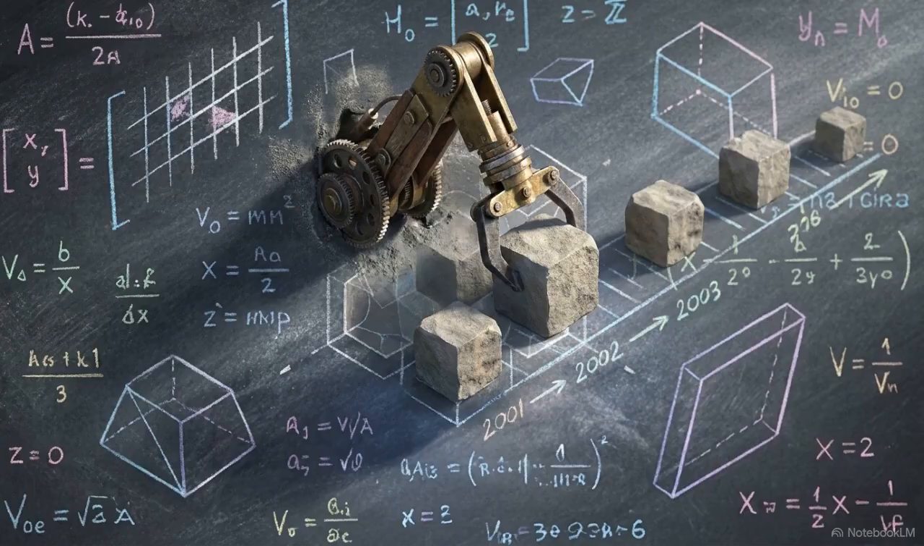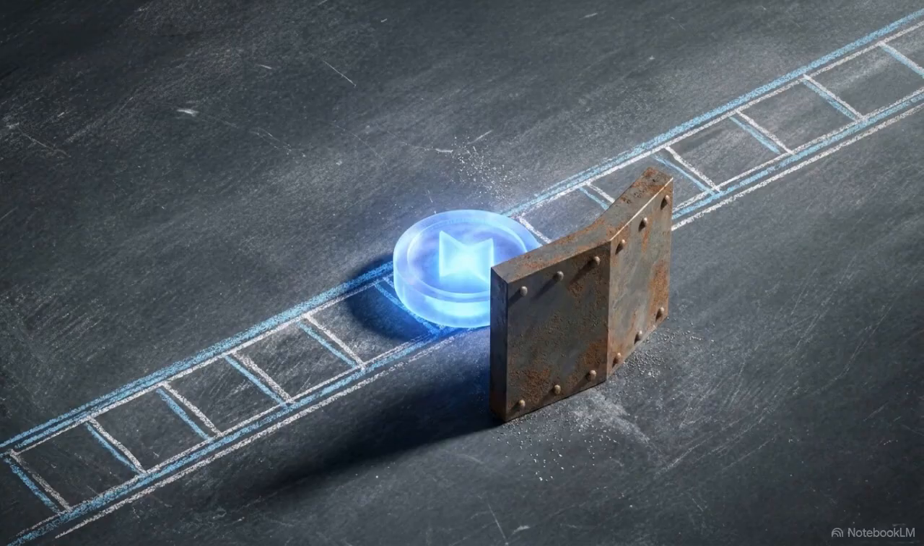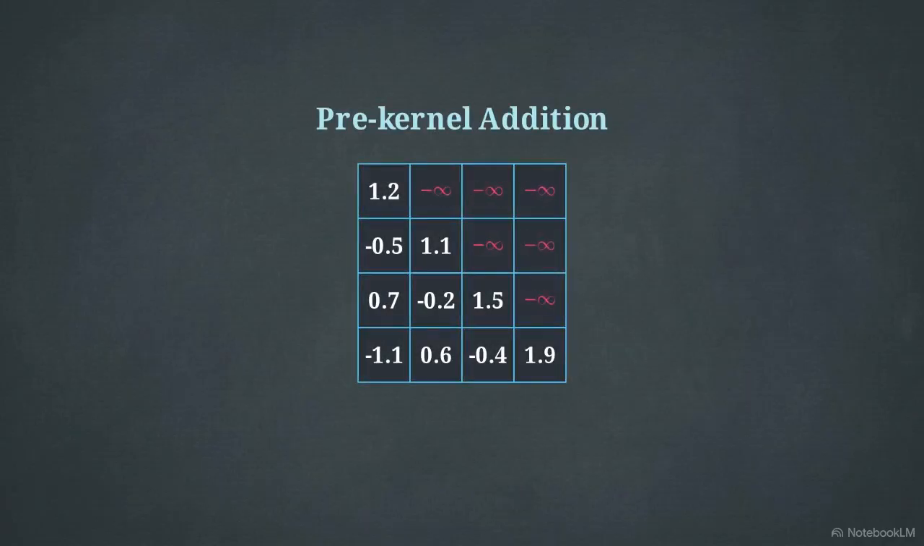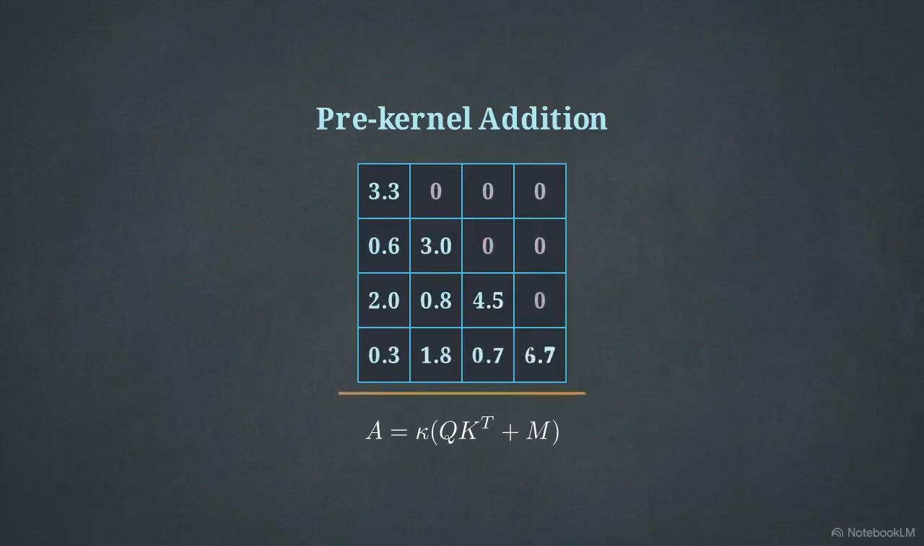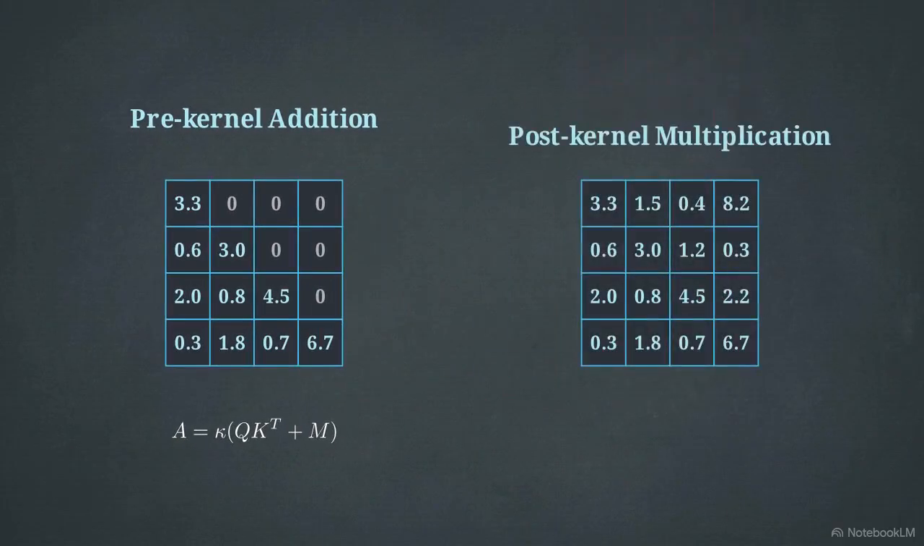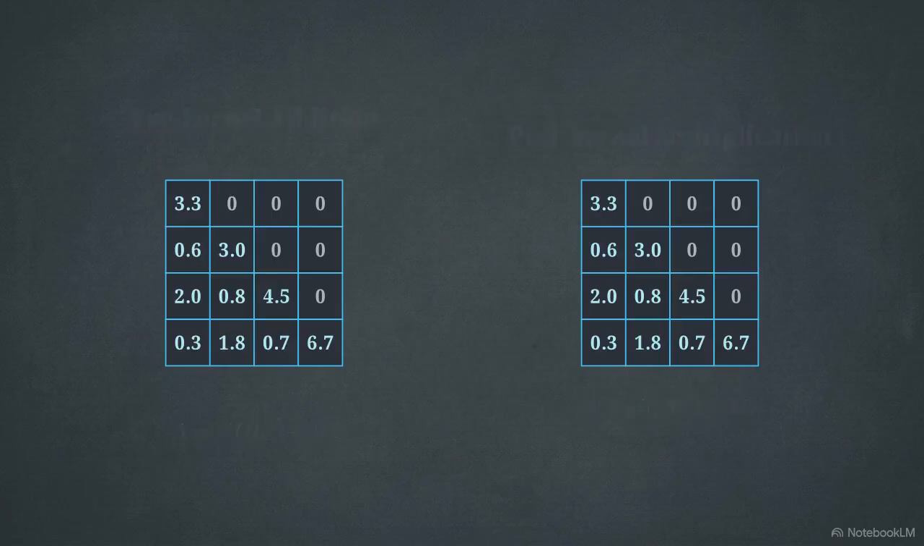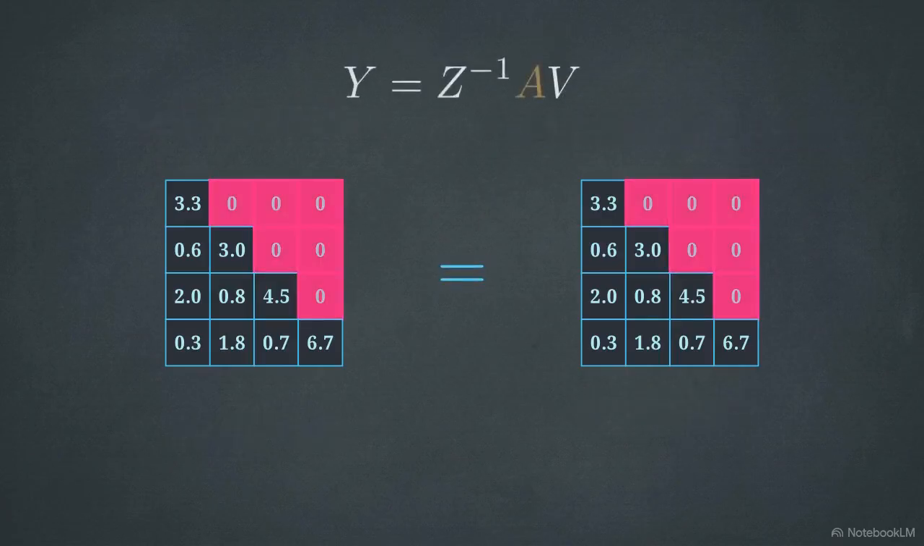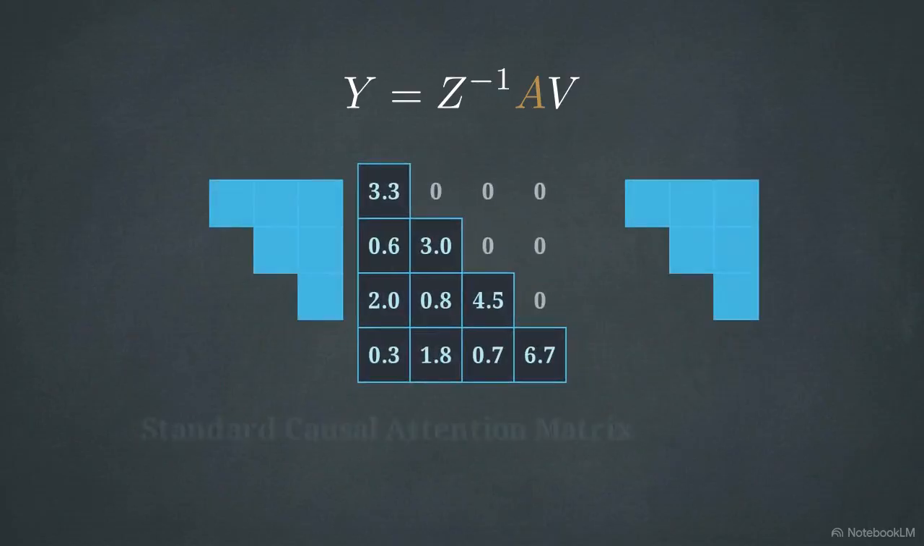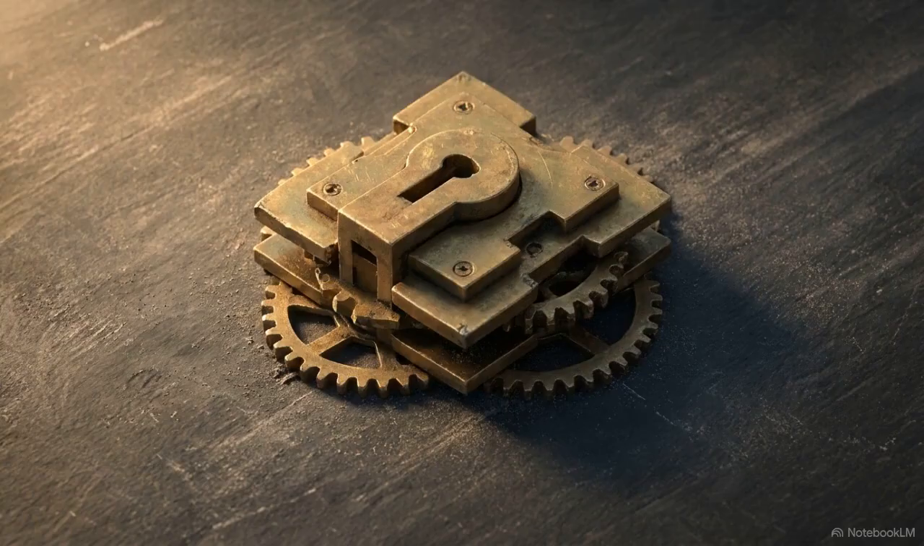For autoregressive generation, where tokens are produced one by one, a strict constraint is required. A causal mask prevents queries from accessing future keys, restricting each query strictly to positions at or before its own index. Applying the causal mask first means adding negative infinity to the scores in the upper right triangle before the kernel. The second method multiplies the output by 0 after the kernel. Both operations yield the exact same Z-inverse AV result, being mathematically identical. The causal mask is the formal structural constraint that enforces sequential sequence prediction without leaking future data.